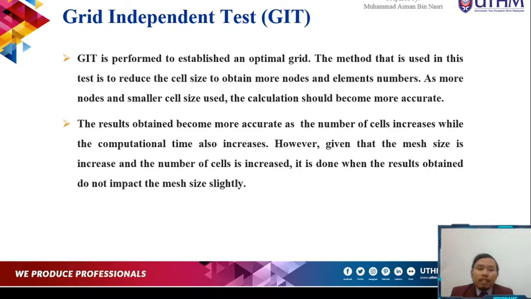GIT is performed to establish an optimal grid. The method used in this test is to reduce the cell size to obtain more nodes and a greater number of elements. As more nodes and smaller cell sizes are used, the calculation should be more accurate. The result obtained becomes more accurate as the number of cells increases, while the computational time also increases. However, the mesh refinement is stopped when the result obtained is only slightly impacted by the mesh size.